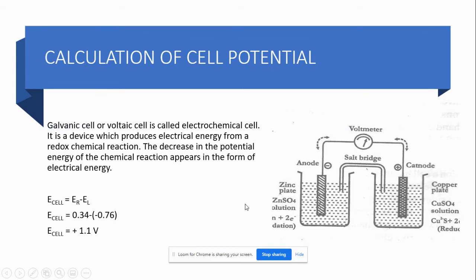The galvanic cell is connected by means of a voltmeter, and the two solutions are connected by means of a salt bridge. The right-hand side cathode is copper, whose standard reduction potential is 0.34, and the left-hand side is zinc, whose standard electrode potential is minus 0.76. So, E cell is equal to ER minus EL, which gives plus 1.1 volts.